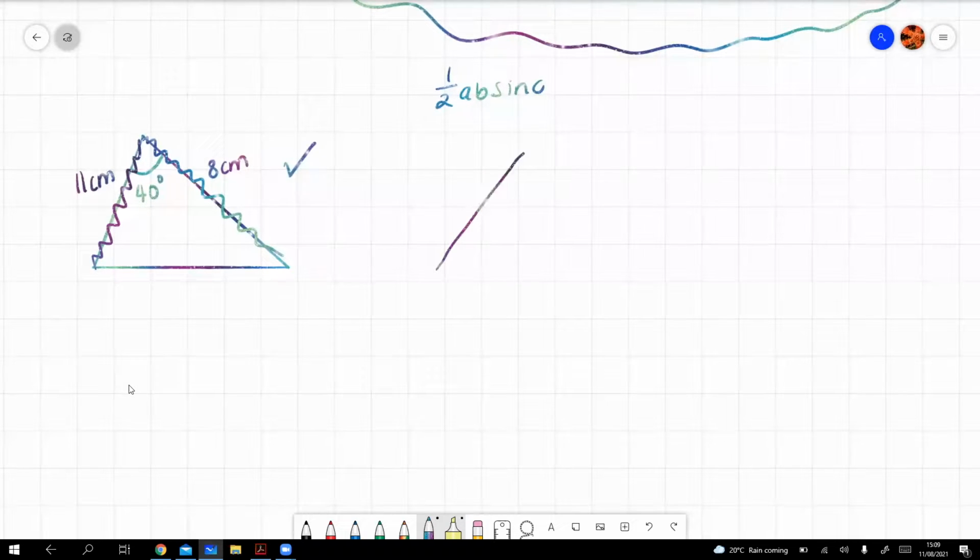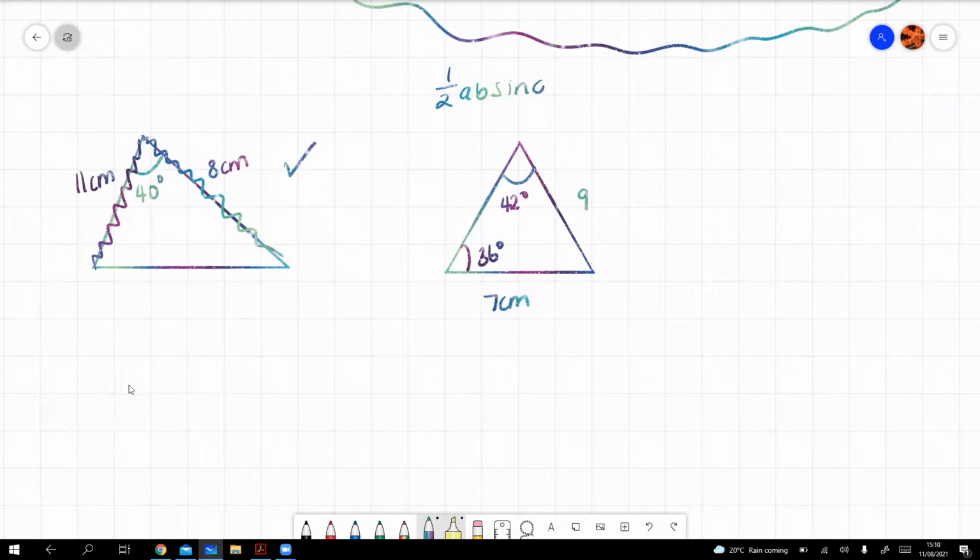Let's have a look at a different one. Okay, I'm going to say that's 42 degrees. That there is 36 degrees. I have got 7 centimeters and 9 centimeters. Can I use the half AB sine C on this triangle given what I have?